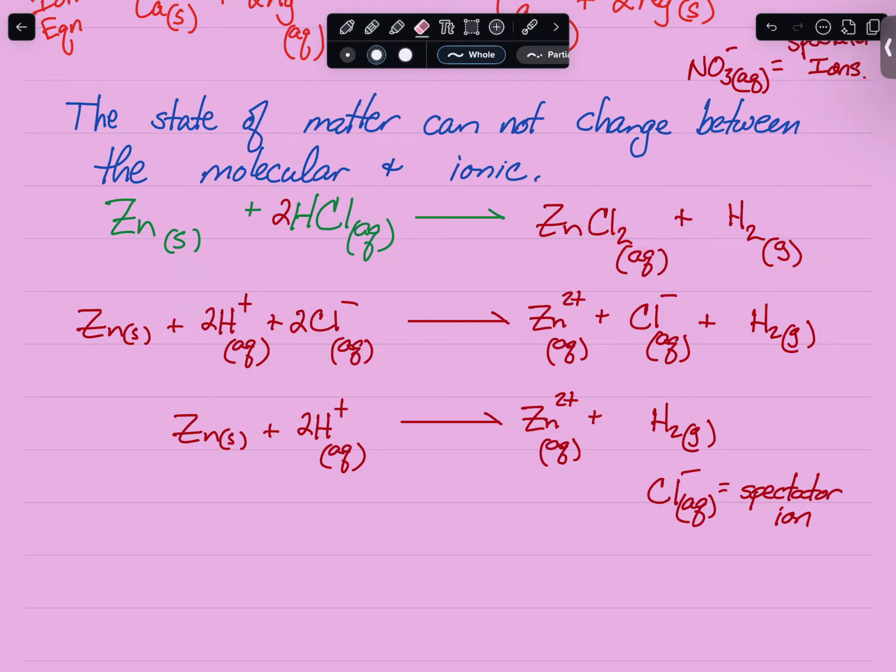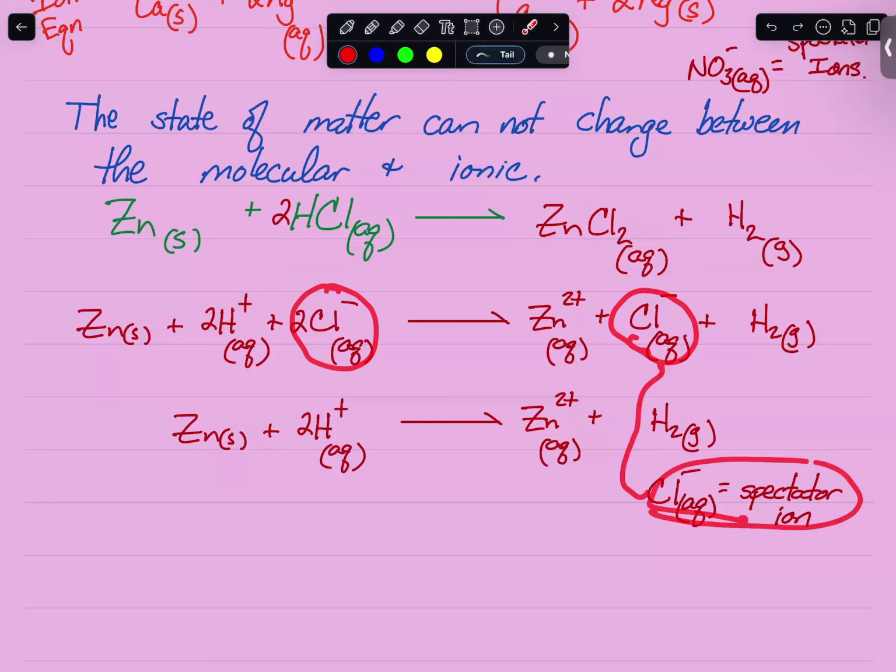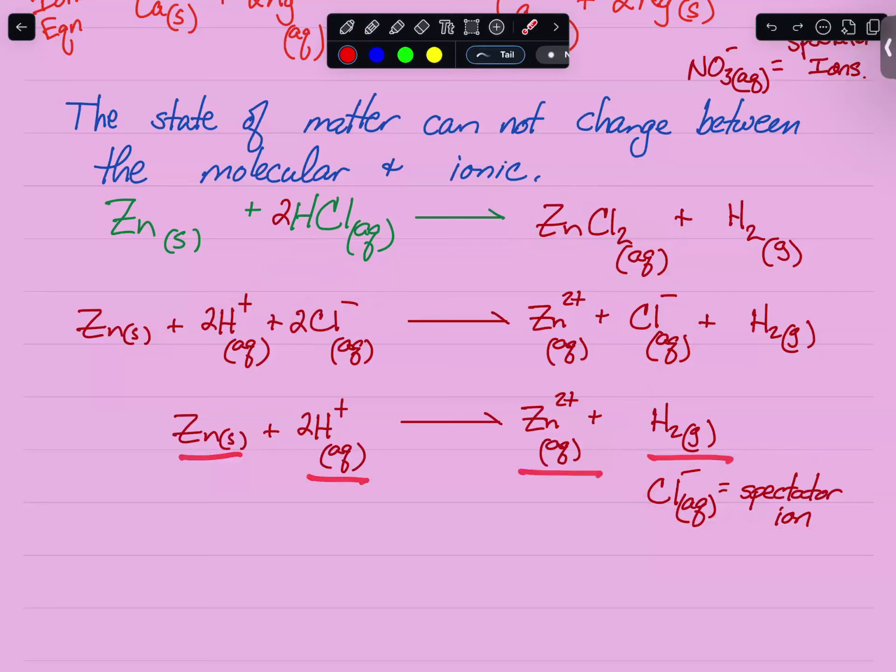So then for the complete ionic, we're going to split the aqueous. And then we're going to find ions that are the same on both sides of the equation. And that's my spectator ion. Then write the remaining species with their states of matter, and that's my net ionic.